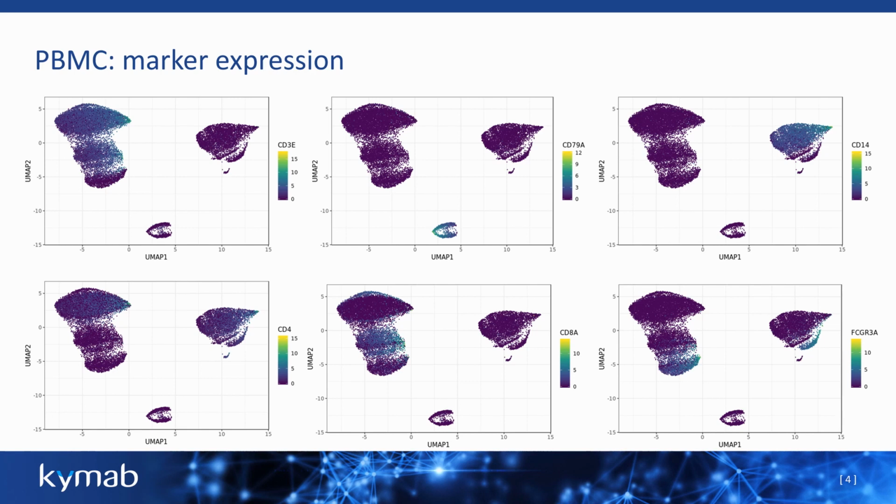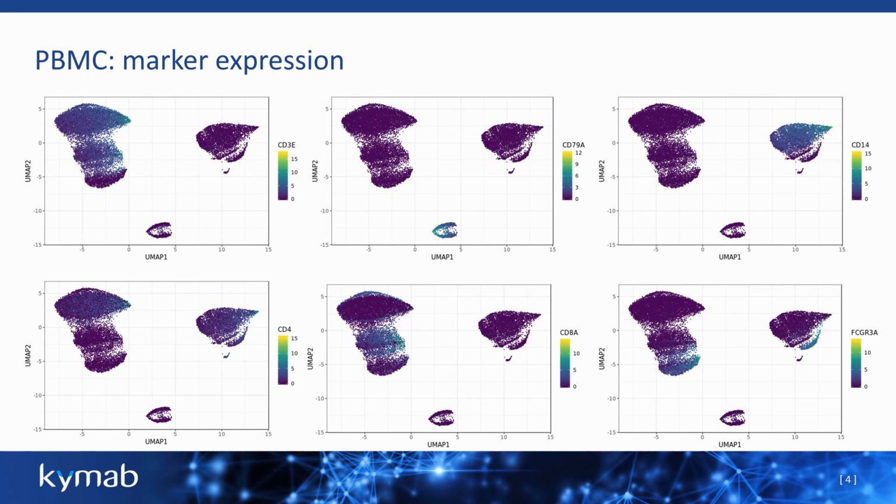And if we look at the classical marker genes here, we've got a color gradient to visualize the expression patterns. What we see is that we've got a huge cluster of T cells, we've got a cluster of B cells, we've got a cluster of myeloid cells, so this is showing CD14 expression, so these are your classical monocytes.